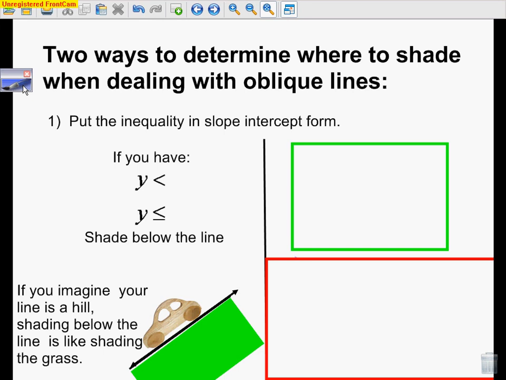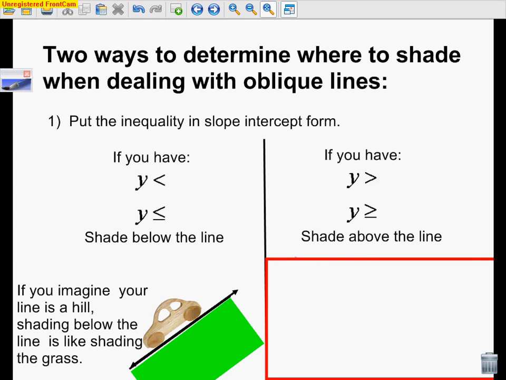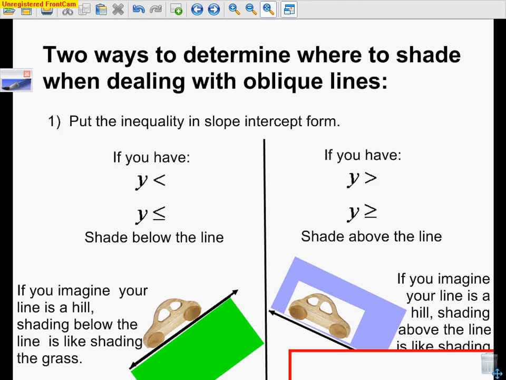Other way, if you have a greater than or equal to sign, you're going to shade above the line. All right? There you go. If you imagine your line is a hill, shading above the line is like shading the sky.